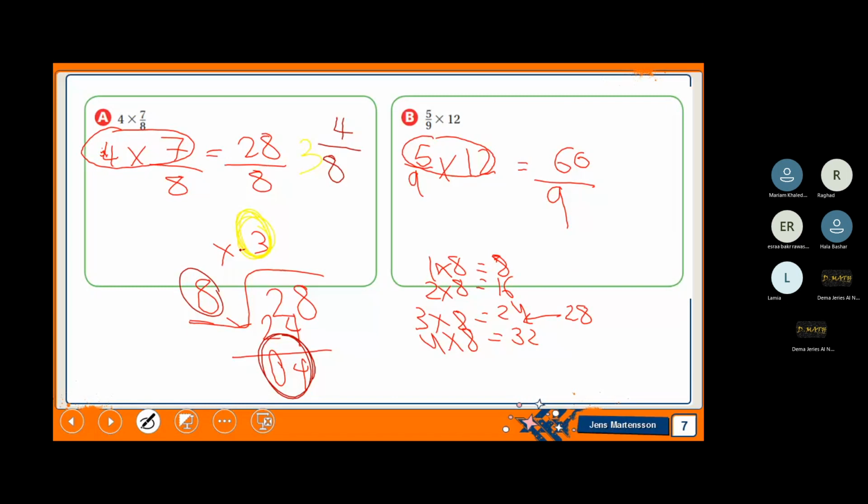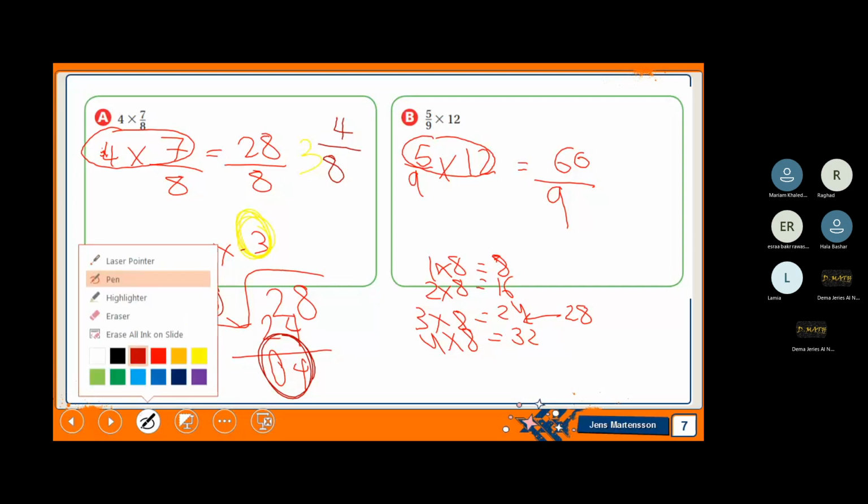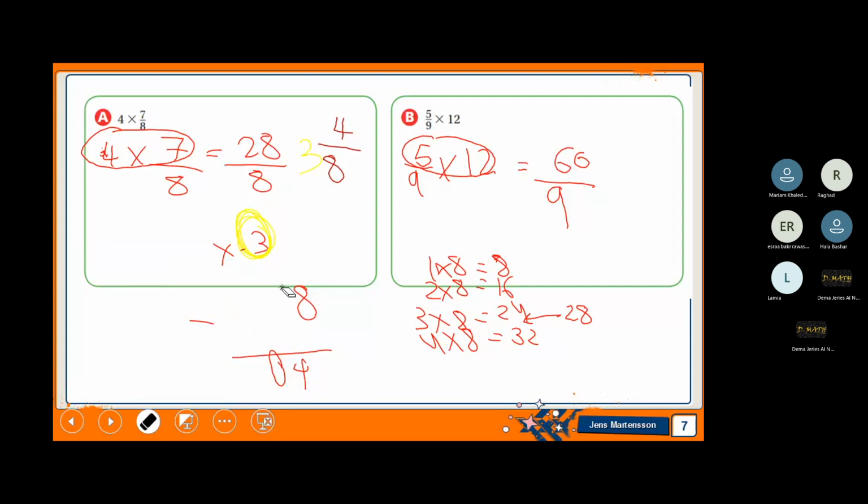So, did you finish writing here? Yeah. Okay, so write this step here until I clear it. But you have to write with me. Sorry? Which step? How we change, how we write as a mixed number. Okay, see what we have to do here.